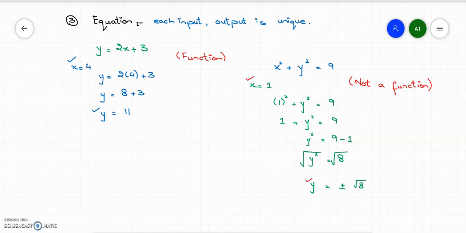So these are the three ways to check whether a given relation is a function or not: by using ordered pairs, by using graphs, and by using equations. I hope you understand all three ways clearly.